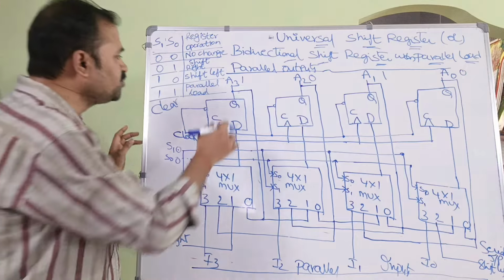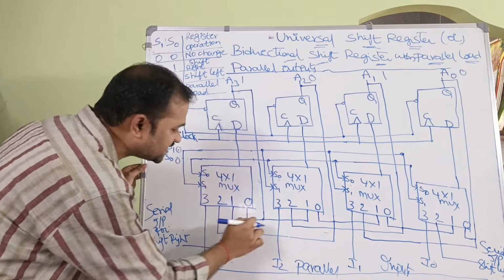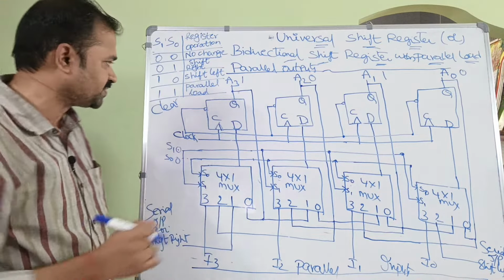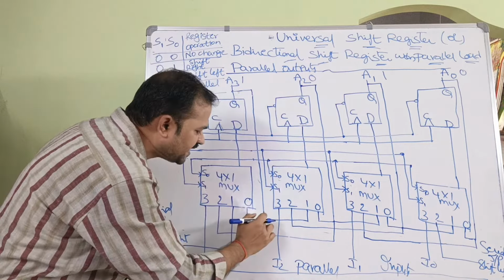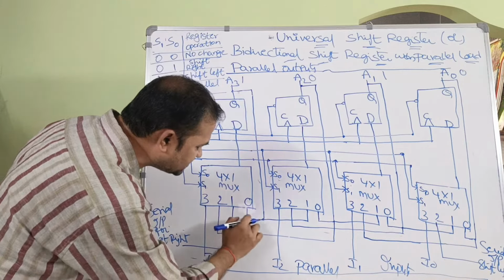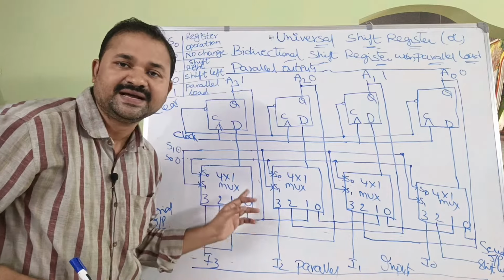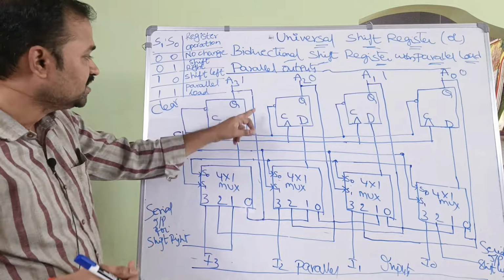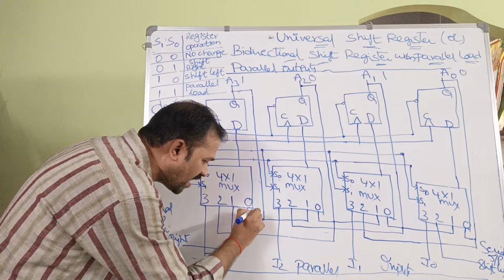So that's why we are connecting the output of the flip-flop as input to the 0 data input line of the multiplexer. Here the output of the flip-flop is A3. So this A3 will be connected to the 0 data input line of the multiplexer. So what is A3? 1. So now this 1 will be passed here. So now this 0 line contains 1.